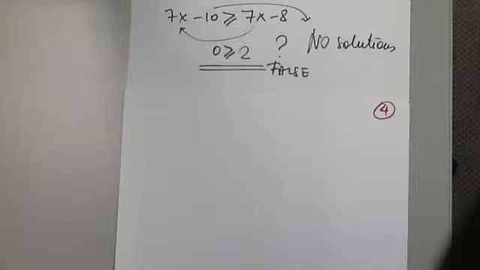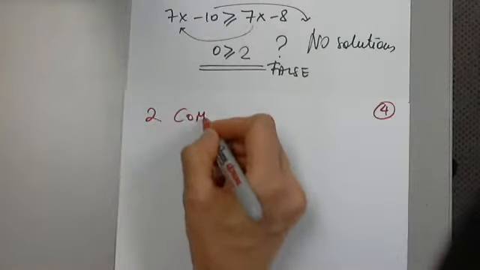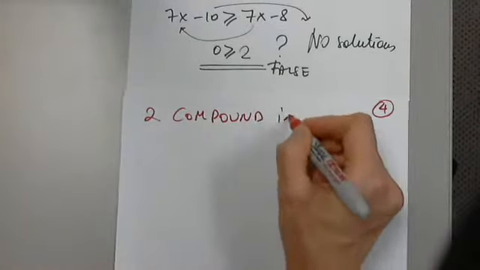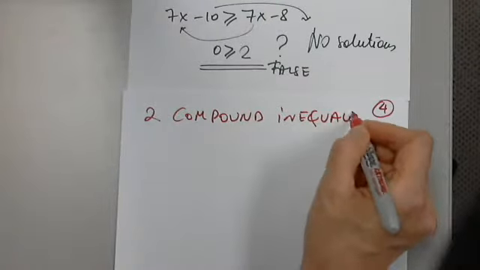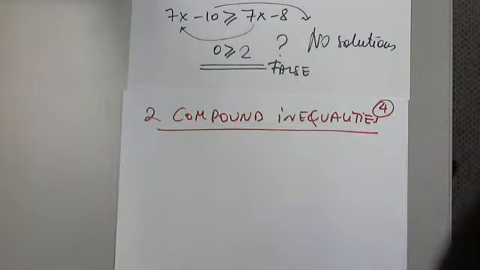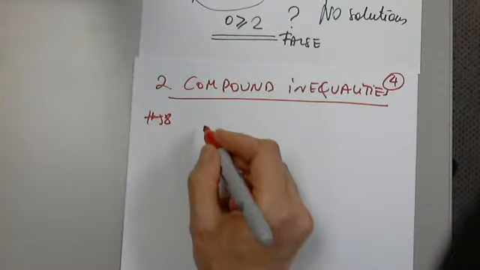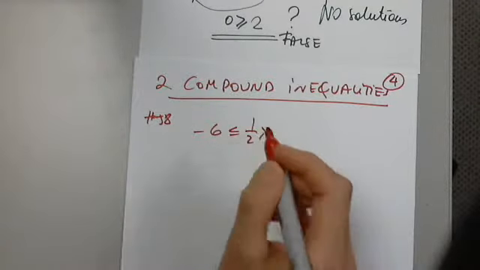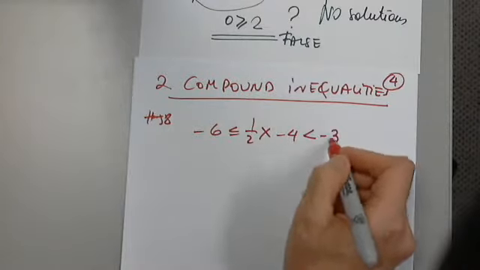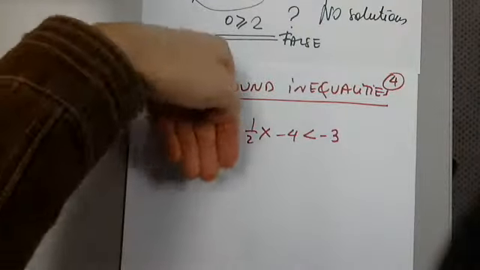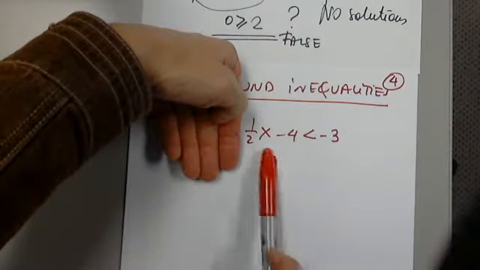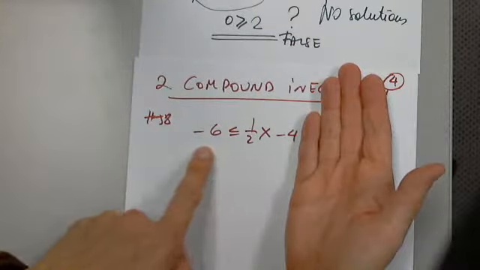Okay. Let's look at the second type, compound inequalities. Compound inequalities are inequalities that are basically two inequalities in the same boat, so to speak. 58. -6 less than or equal to 1/2 x minus 4 less than -3. As you see, these are two inequalities. This is one, and this is the other.